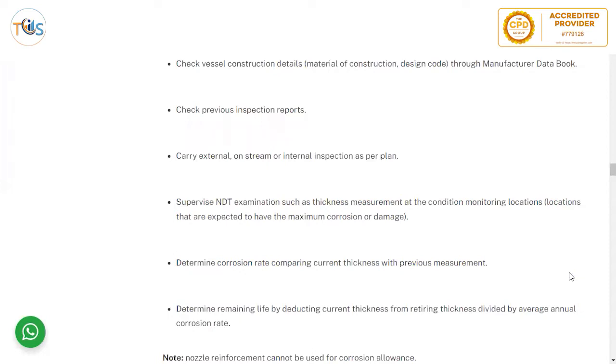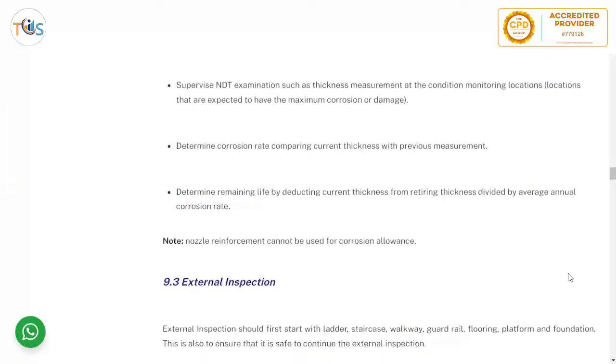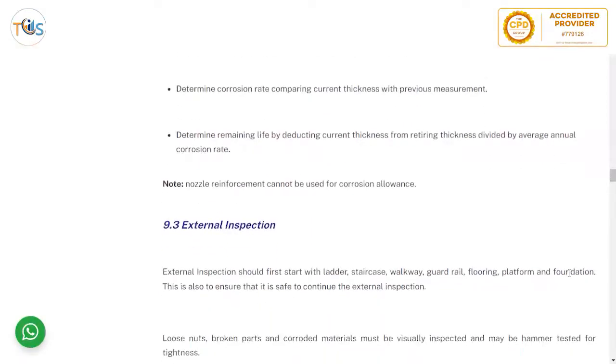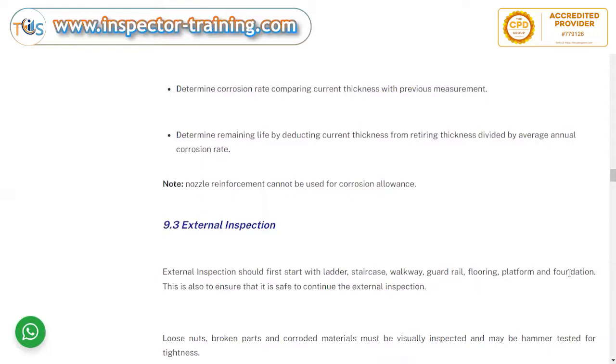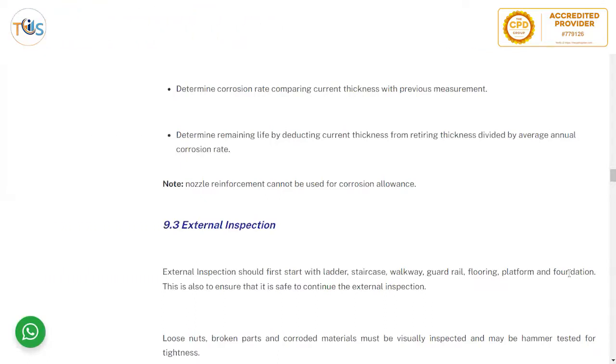The CML, or condition monitoring locations, are locations that are expected to have the maximum corrosion or damage. Normally API says they should be representative of the corrosion behavior when selecting the CML. Determine corrosion rate by comparing current thickness with previous measurement. Determine remaining life by deducting retiring thickness from current thickness, divided by average annual corrosion rate. Nozzle reinforcement cannot be used for corrosion allowance because it is reserved for reinforcement, obviously.